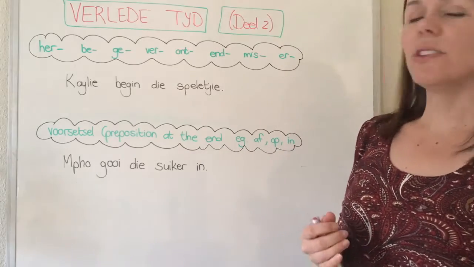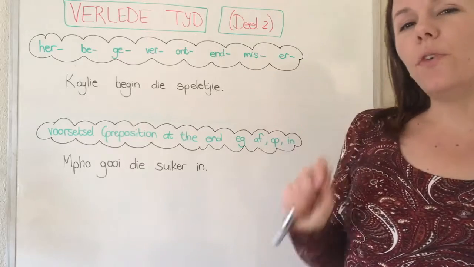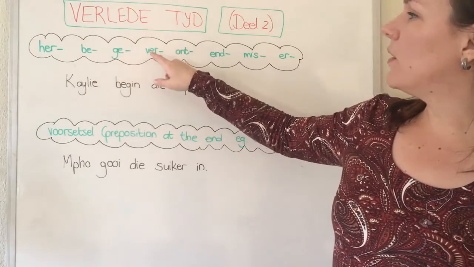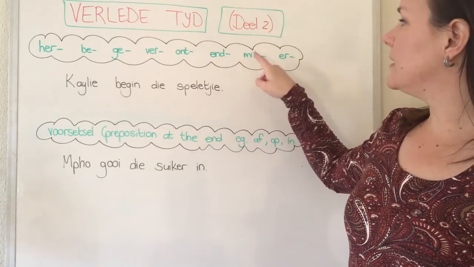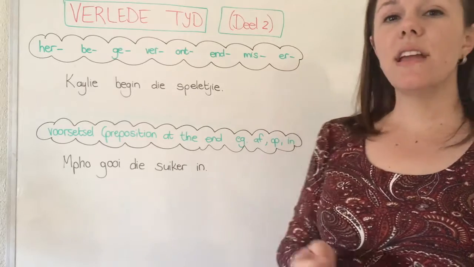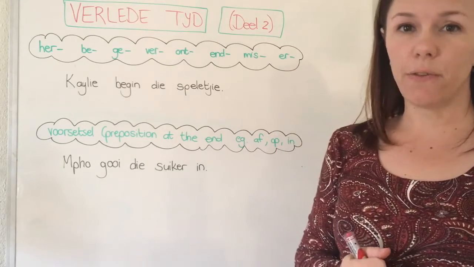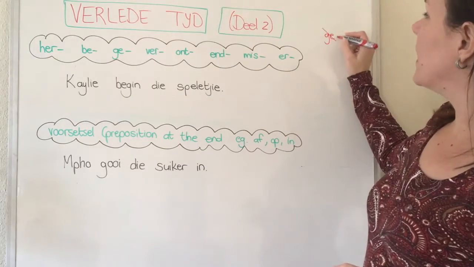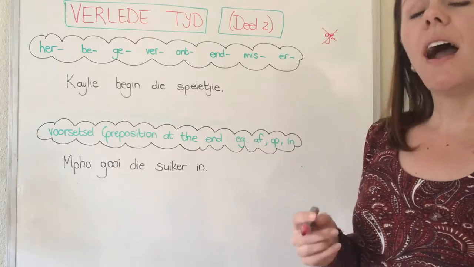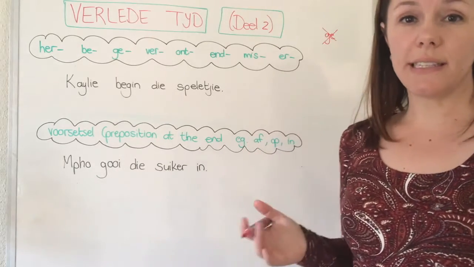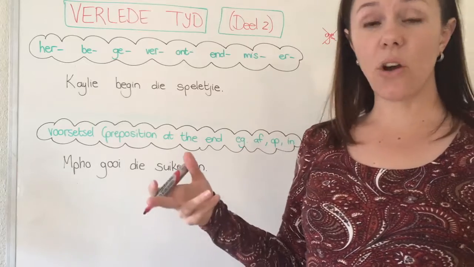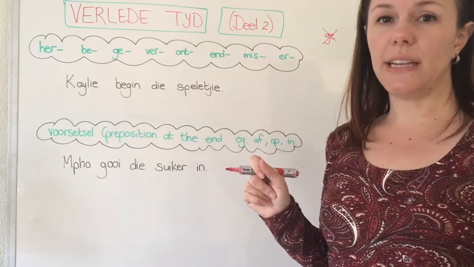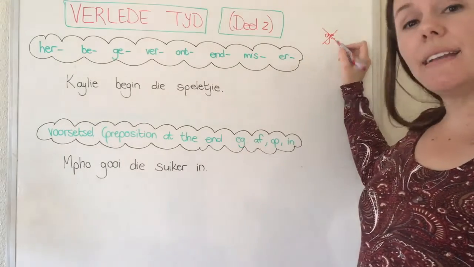So first of all, if your verb starts with one of these: her, be, ge, ver, ont, end, mis, then your rule will be slightly different. And the difference is that you will not add ge to your verb. Other than that, your rule is still the same. So we will still add het after the subject and your verb will still move to the end of your sentence, but you will not add ge to it.